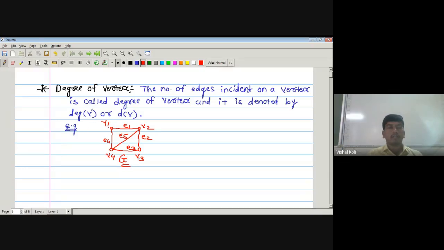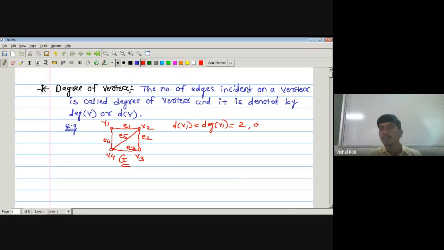Now here we have to find the degree of each vertex of the graph G. As there are 4 vertices in the graph G, we have to find the degree of each vertex. For example, to find the degree of vertex V1, we have to check how many edges are incident on V1. In vertex V1, edges E1 and E4 are incident. Therefore, the degree of vertex V1 is 2, since there are 2 edges incident on V1.